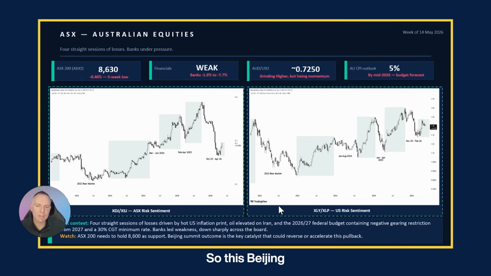So this Beijing summit outcome is going to be a real catalyst that could either reverse our performance if it goes negatively, or accelerate it.